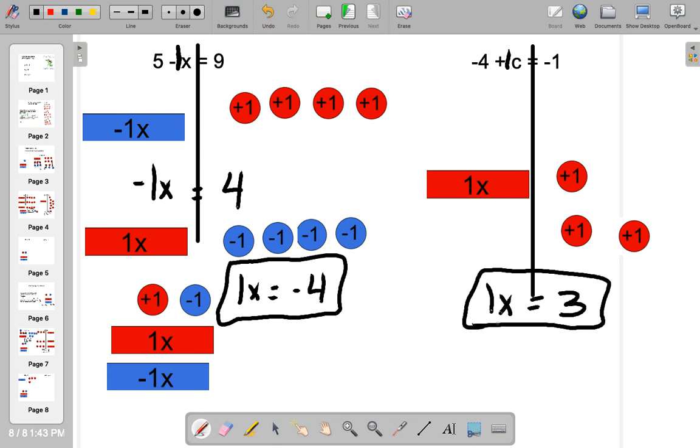And I can always check this answer by simply plugging it back into where I started in the equation. So negative 4 plus 3 is equal to negative 1. That would have to be a true statement for all of the work that we've been doing here to be correct. And lucky for us, that is a true statement. Therefore, our process is correct, and we can move on.